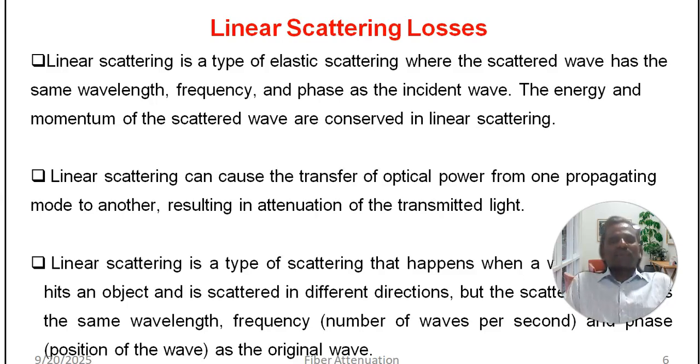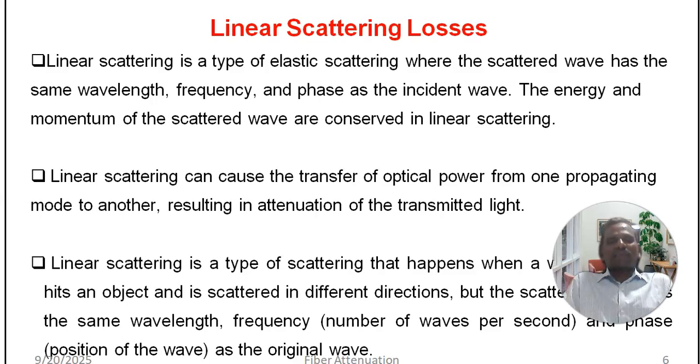Linear scattering is a type of elastic scattering where the scattered wave has the same wavelength, frequency and phase as the incident wave. The energy and momentum of the scattered wave are conserved in linear scattering. Linear scattering can cause the transfer of optical power from one propagating mode to another, resulting in attenuation. Attenuation is the loss of signal during the transmission of our light pulses.